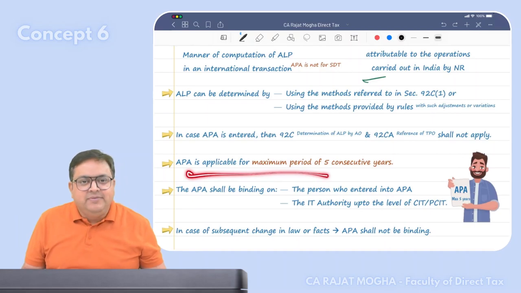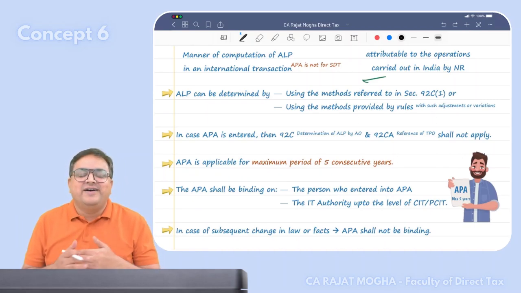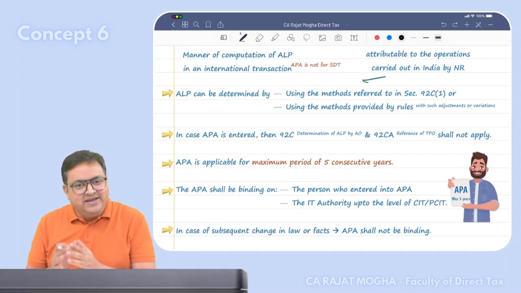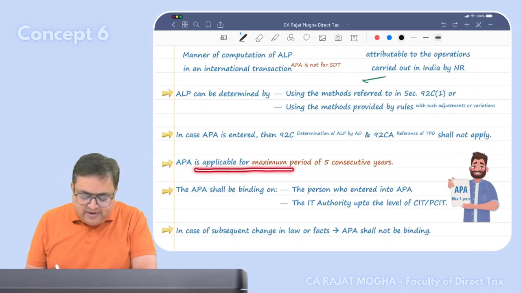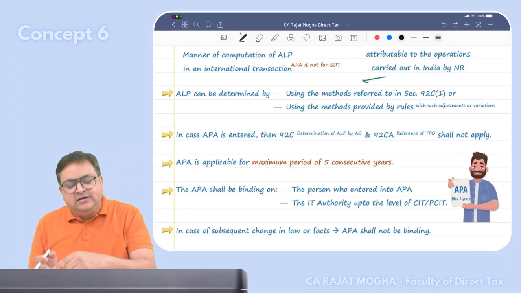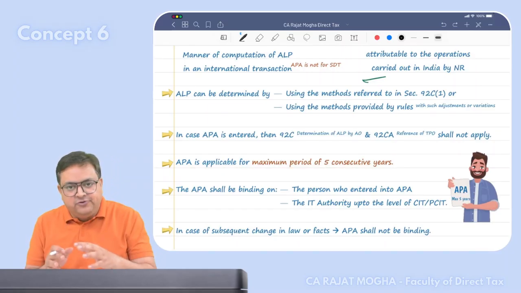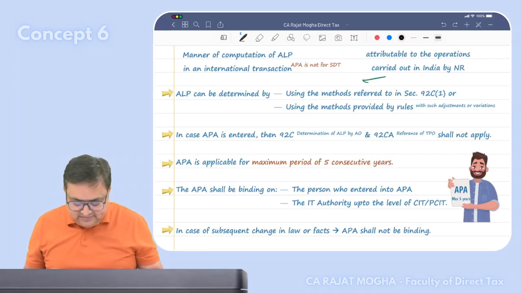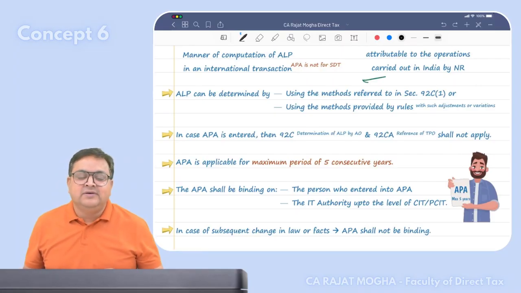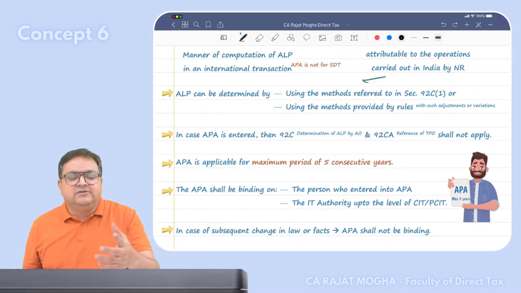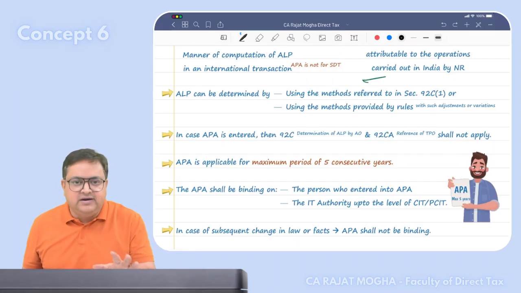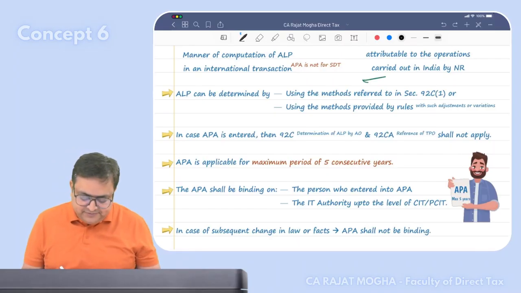Now, APA is valid for how many years? Maximum you can take it for 5 consecutive years. So APA is applicable for maximum 5 consecutive years. Can we take the APA for the past years also? That's called rollback. We'll be discussing that. The answer is yes. Rollback is for how many years? Maximum 4 or exact 4? It would be exact 4. But if in one of the years the condition is not satisfied, then we can't take it. But it is for 4 years.